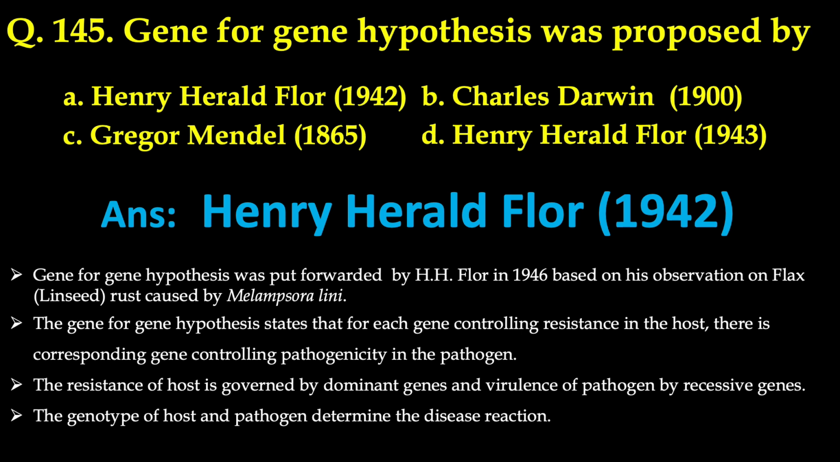And some more facts about the gene for gene hypothesis is that it was put forward by H.S. Flor in 1946 based on his observation on flax, that is linseed rust caused by Melampsora lini. The gene for gene hypothesis states that for each gene controlling resistance in the host, there is a corresponding gene controlling pathogenicity in the pathogen. The resistance of host is governed by dominant genes and virulence of pathogen by recessive genes. The genotypes of host and pathogen determine the disease reactions.